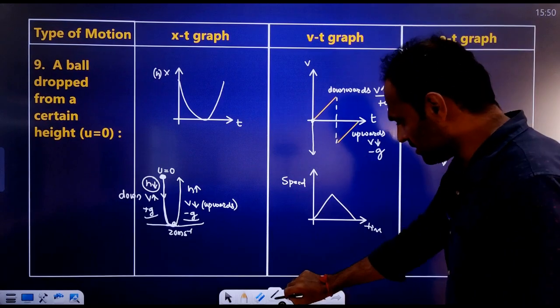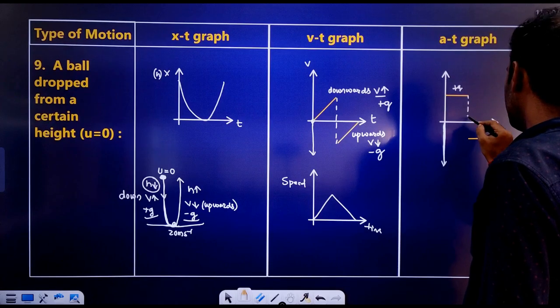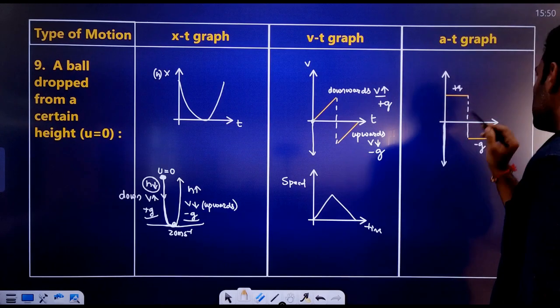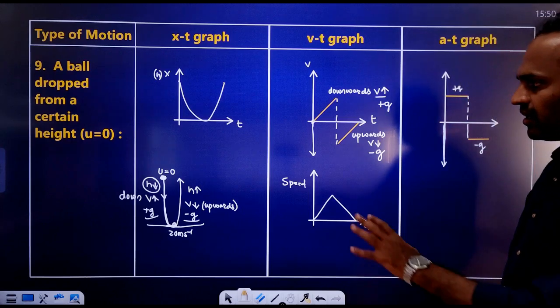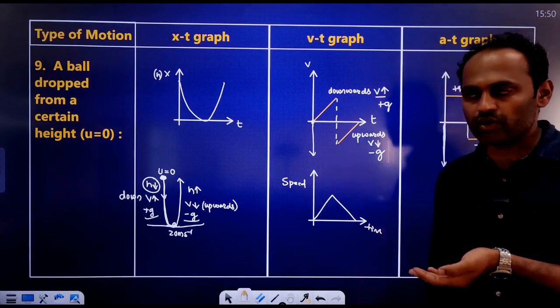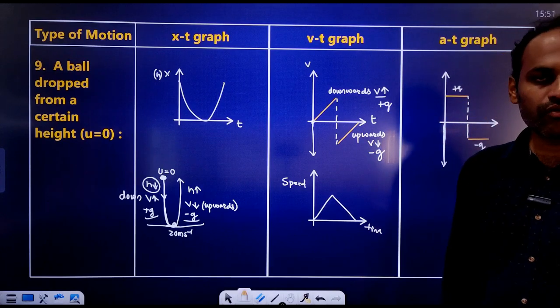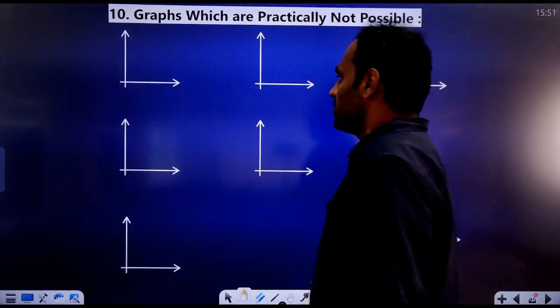So this is negative acceleration and this is positive acceleration. So this is plus g and immediately it will become minus g. So this is the a-t graph for a ball which is dropped from a certain height, right? So we have seen two practical situations here. One is a ball thrown vertically upwards and another one is a ball dropped from a certain height. Okay, we'll go to the next graphs now.